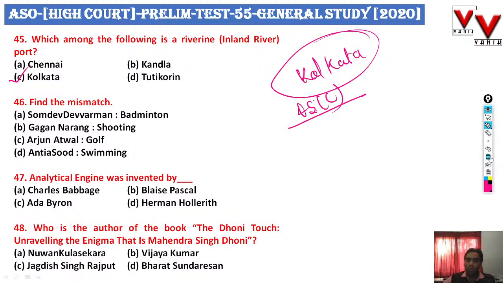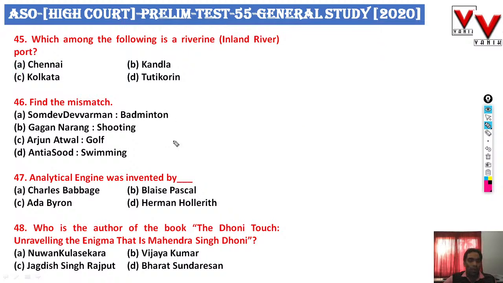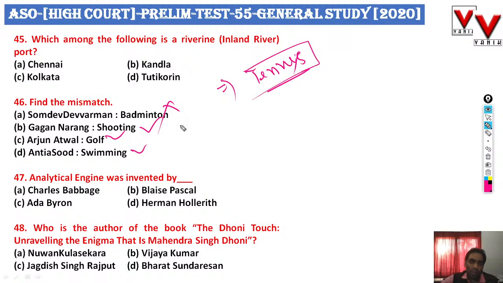Now we are going to discuss the next question, that is Gagan Narang. Somdev Dev Barman is not matched correctly because Somdev Dev Barman belongs to tennis. He played tennis, not badminton. So A is wrong. Gagan Narang, shooting, is right. Arjun Atwal, golf, is also right. Anita Sood is related to swimming. So Somdev Dev Barman is the mismatch. For question 46, the right answer is A.